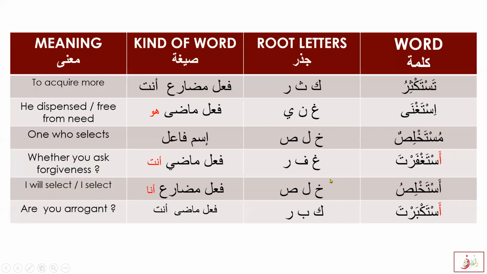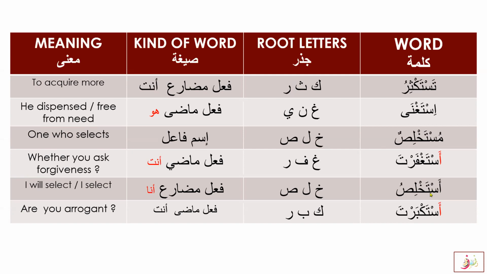So here, there are some examples. Let's do it. Istaghfara, yastaghfiru. The first letter is tastaghfiru. You can see that here, this is resembling the fa'il mudari, and the ta is giving away the anta form.